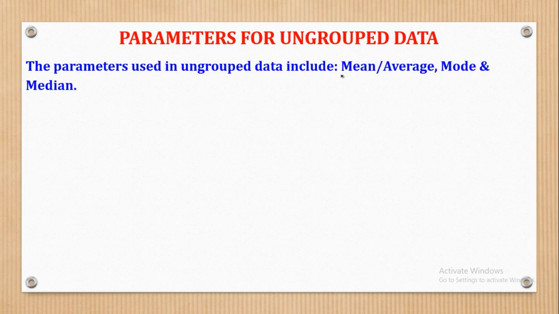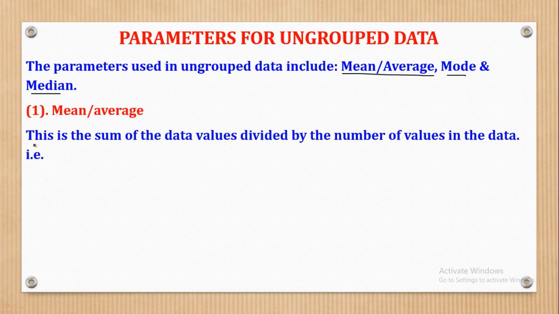So the parameters for ungrouped data include mean, or sometimes called average, then we have mode, and we have median. In this video we're going to look at the formulas that can be used to find mean, and also look at examples for calculating mean, mode, and median. So we're going to start with mean.